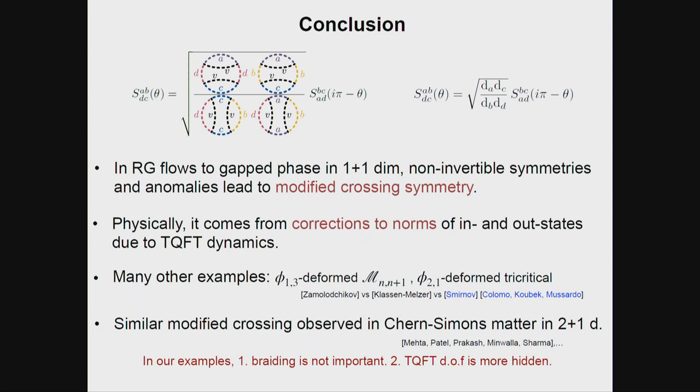And I should also mention that a slightly similar modified crossing symmetry was observed in Chern-Simons-matter theory in 2+1 dimensions by this author. But the difference from our case is that in their case, the particles that you are scattering are anyons. So it was not too shocking that it exhibits some weird property. In particular, anyons famously have non-trivial braiding. But in our example, the braiding is not important, first of all because it's 1+1D. And furthermore, the topological quantum field theory degrees of freedom are more hidden. In that theory, you start with the Chern-Simons theory, so it's kind of obvious that there is a non-trivial topological quantum field theory. But in our theory, we just started from a usual tricritical Ising model, and it's not necessarily obvious that it's governed by a topological quantum field theory in the IR.